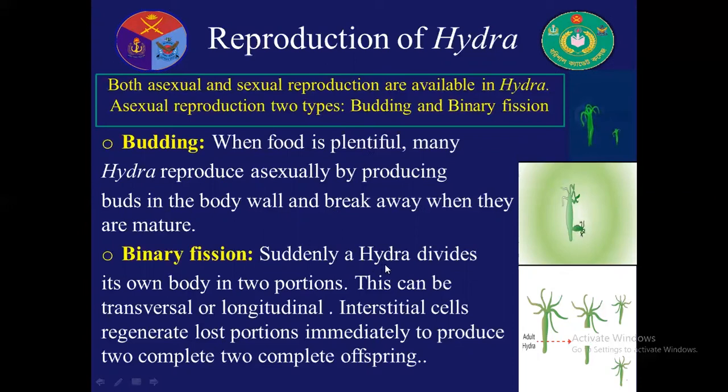Binary fission. Hydra divides its own body into two portions. This can be transversal or longitudinal. Interstitial cells regenerate lost portions immediately to produce two complete offspring. So here also interstitial cells help. Look at this picture. Here the animal is cut into two parts, and these two parts again produce two animals. So it is called binary fission. Hydra has no natural death.